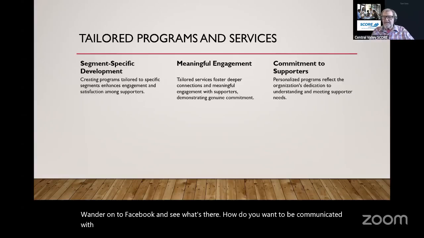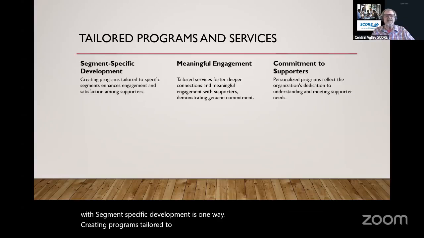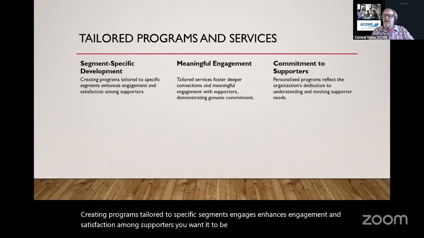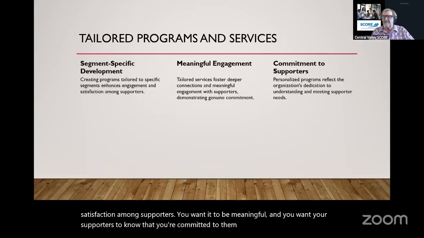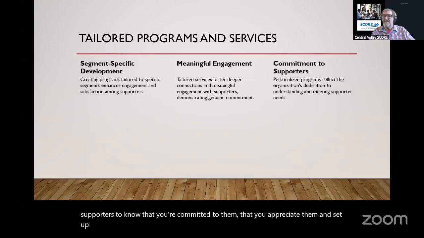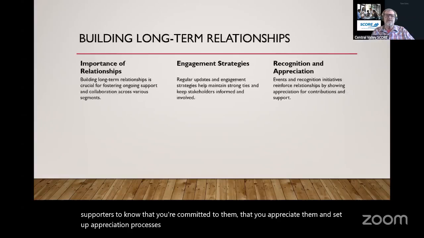Segment-specific development is one way. Creating programs tailored to specific segments enhances engagement and satisfaction among supporters. You want it to be meaningful, and you want your supporters to know that you're committed to them, that you appreciate them, and set up appreciation processes and ways of focusing on your expression of thanks.